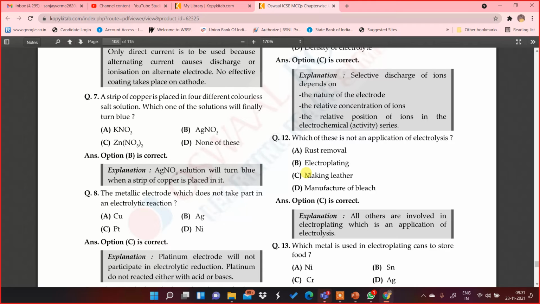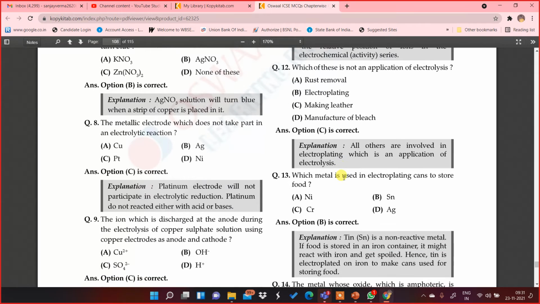Then question number 13. Try to put the answer in your mind. Put it in your mind today itself, because this might be important for you all. Which metal is used in electroplating cans to store food? You buy packaged food, no? Packaged meat, pickles, sausage, and so many others. Containers made of which metal?